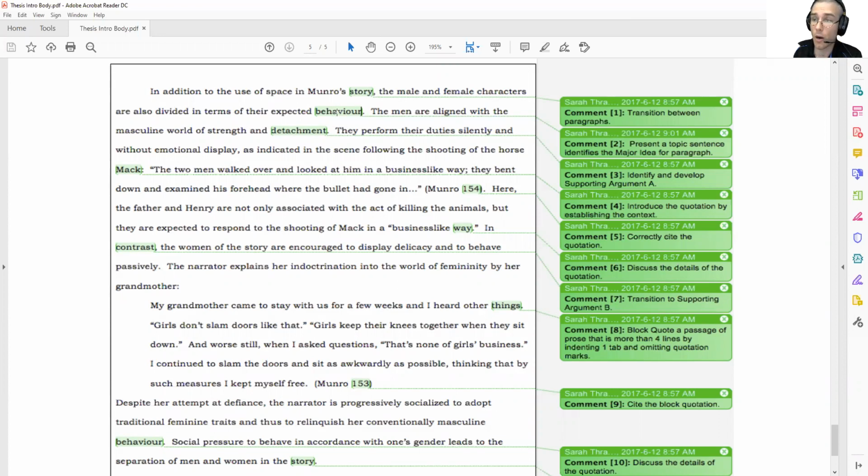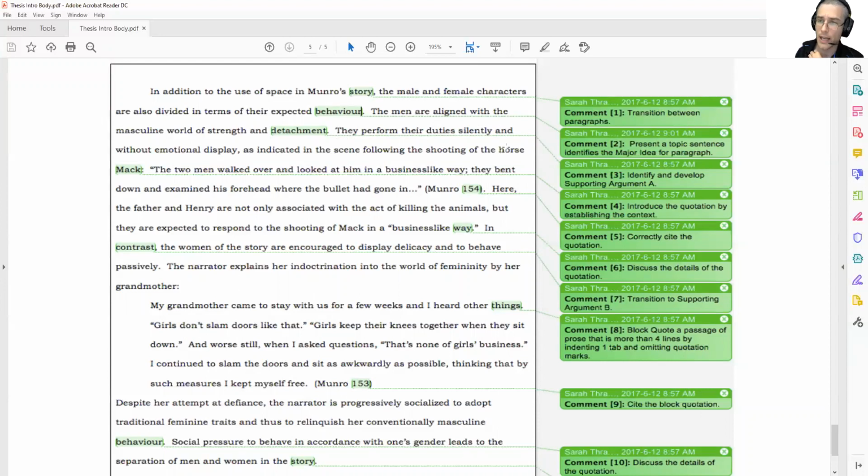That's the argument that I want to prove about how male and female characters are divided in the story. Then I introduce supporting argument A. It's basically a claim about the story that I'm going to expand. The men are aligned with the masculine world of strength and detachment. They perform their duties silently and without emotional display, as indicated in the scene following the shooting of the horse of Mac. So I introduce the quotation.